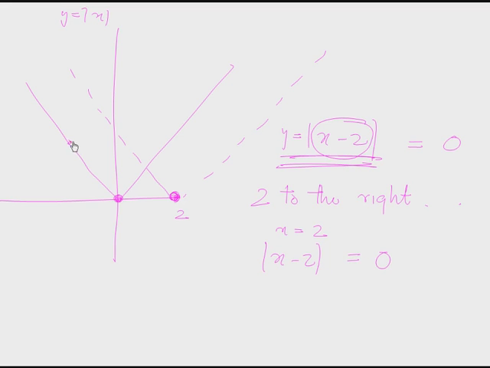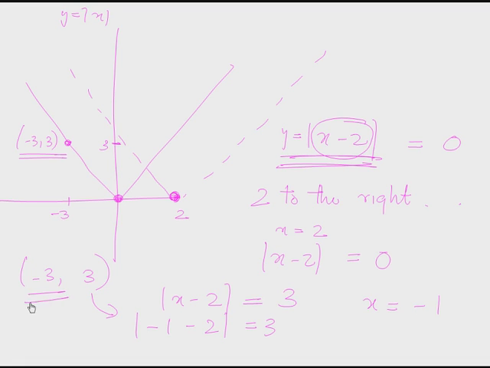Let's look at this value. Say this is minus 3, 3. Suppose this point is minus 3, 3 in the original graph. So the original graph had a point minus 3, 3. To achieve the same y value in the graph x minus 2, what do I have to take x as? So I want the y value to be 3. I'll have to take x as minus 1. So minus 1 minus 2 mod is 3. So I'll have to take x as minus 1. So I've added 2 to the x value to achieve the same y value.